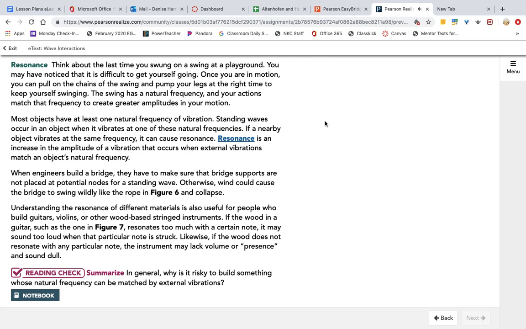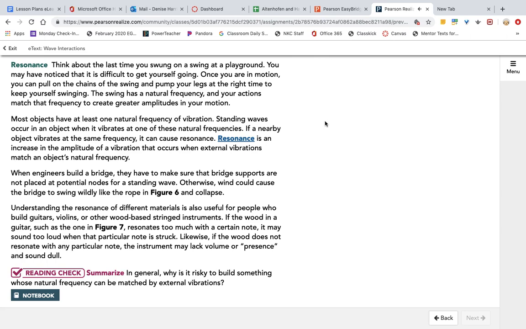Most objects have at least one natural frequency of vibration. Standing waves occur in an object when it vibrates at one of these natural frequencies. If a nearby object vibrates at the same frequency, it can cause resonance. Resonance is an increase in the amplitude of a vibration that occurs when external vibrations match an object's natural frequency.